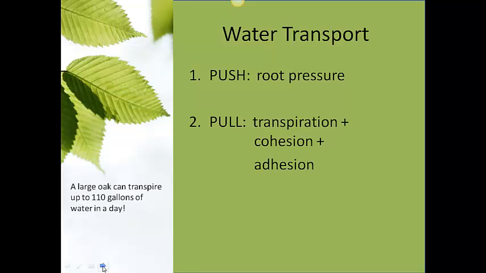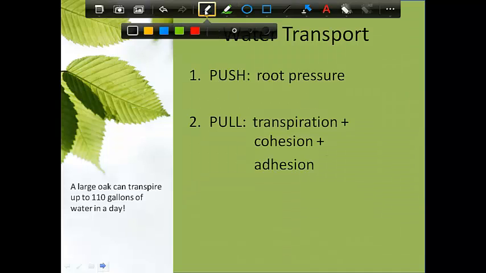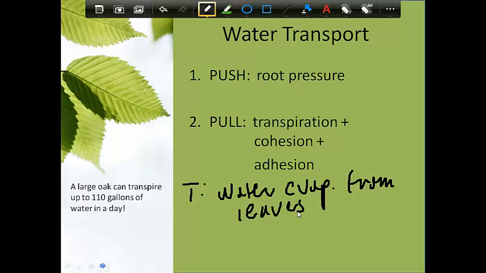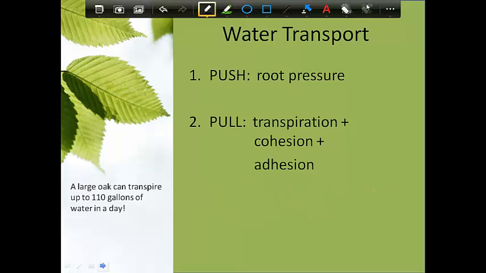So the first one, transpiration. So let's just put it down here. I'll put it as T. Transpiration is water evaporating from the leaves. Okay, so the leaves have little holes in them that water can evaporate from. As it warms up or heats up, it turns into a gas, and it leaves the leaves. So that's transpiration.